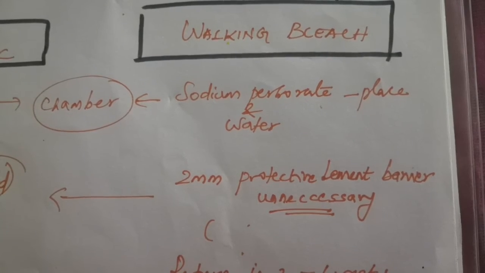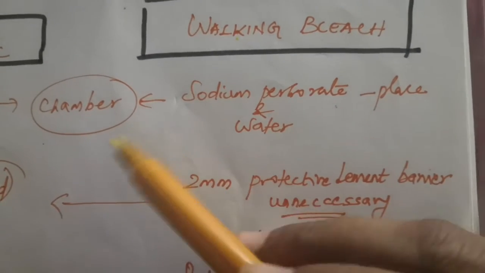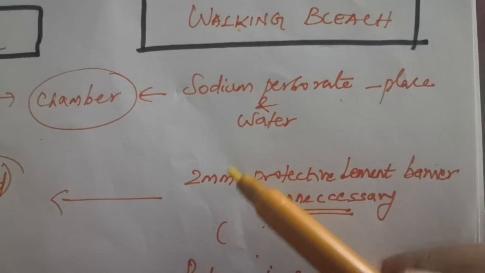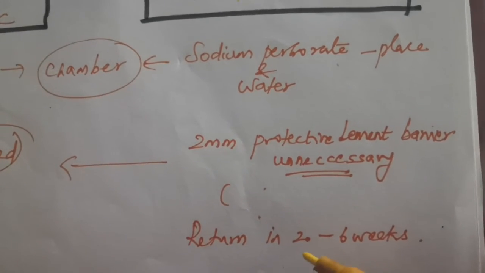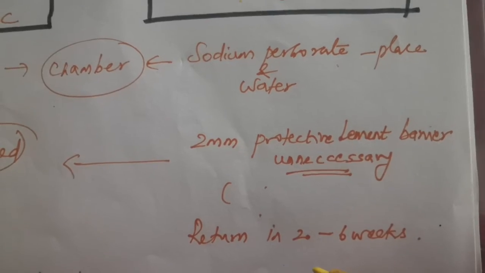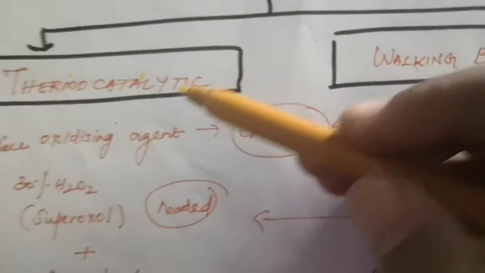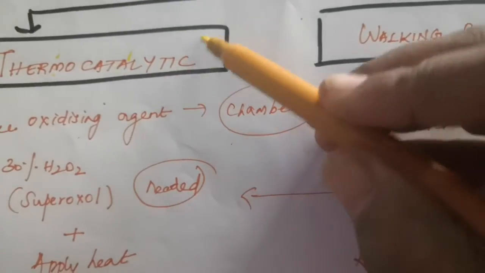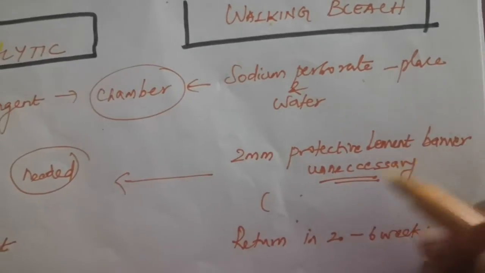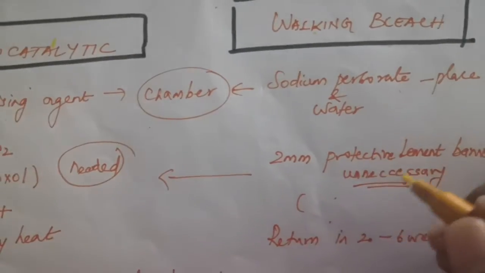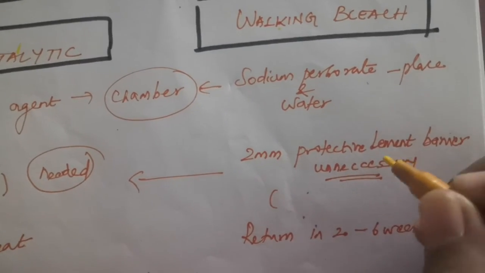Coming to the walking bleach, the medication placed in the pulp chamber is sodium perborate with water, and we have to ask the patient to come back after 2 to 6 weeks for replacement at the second visit. But here I forgot to say, in the thermocatalytic technique you need a 2 mm protective barrier to be kept. But here there is no need of a protective cement barrier.